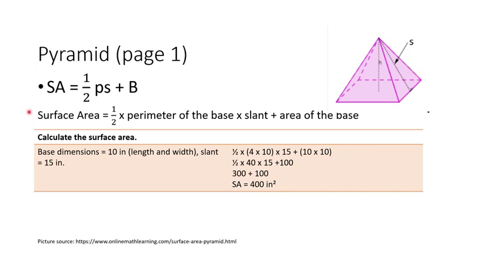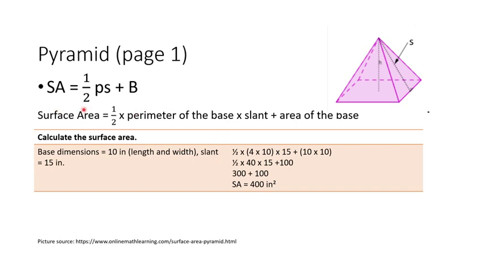Now, when we're plugging in the information, it's important to know the dimensions of the base. In this example, this will be a square base. Each side will measure 10. The slant will be 15 inches. Now I can figure out the perimeter and the base separately, or I can plug everything into the formula as I write it out. In this example, I wrote everything out in one piece.